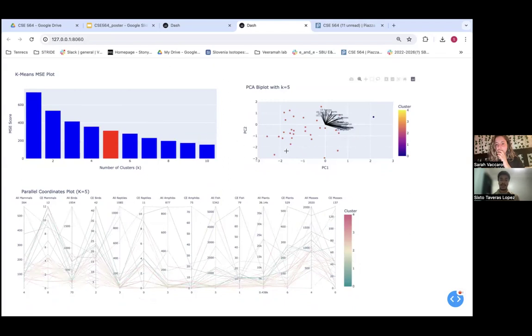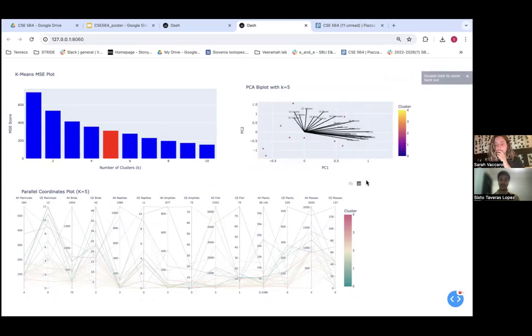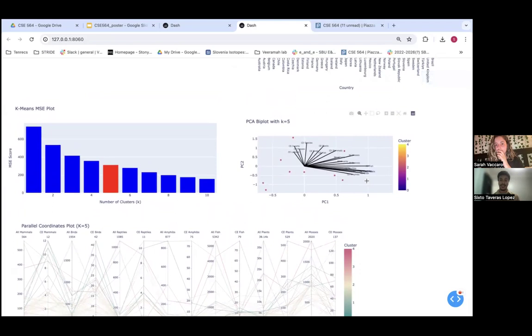So now to talk about the PCA biplot, the axes of the biplot represent the principal components of our data resulting from the PCA, and the biplot displays arrows that represent the loadings of each original variable on the principal components. So the length and direction of the arrows indicate the strength and direction of correlation between the variables in the principal components.